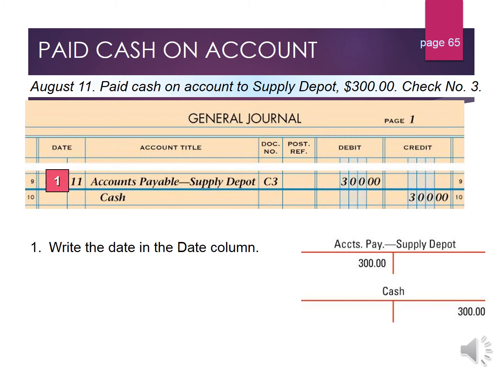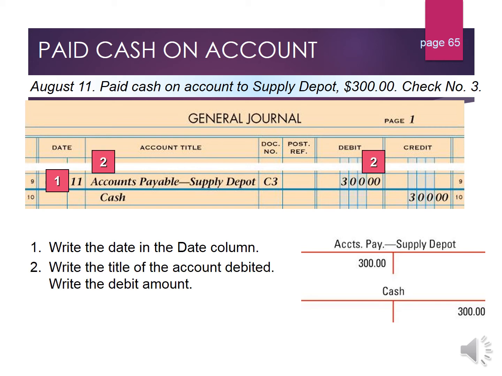First, we will write the date, the 11th. Do not rewrite the word August. Then we will record our account title. Again, you may record our debit as capital A, capital P, dash Supply Depot. We will go to our debit column and record $300. Make sure you record your cents properly.